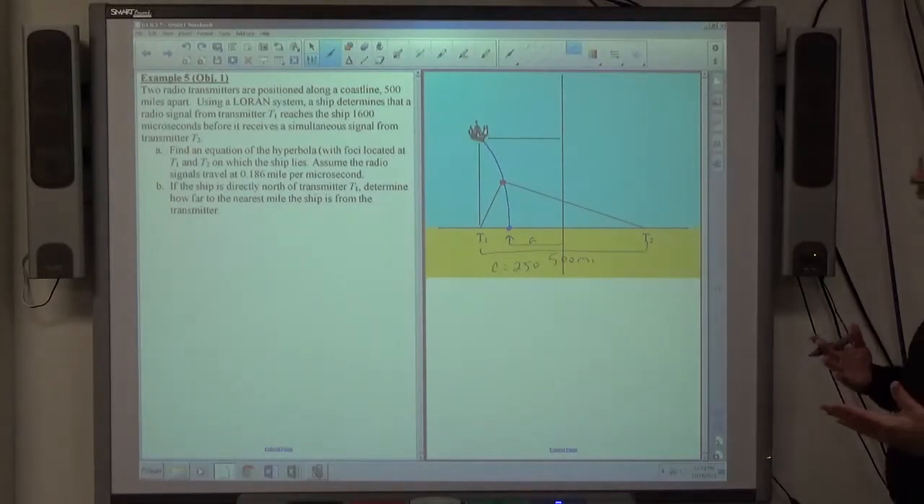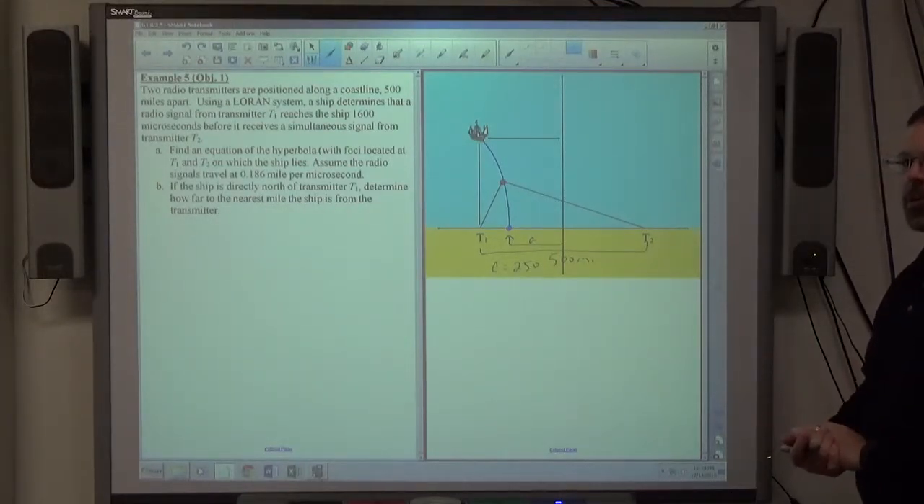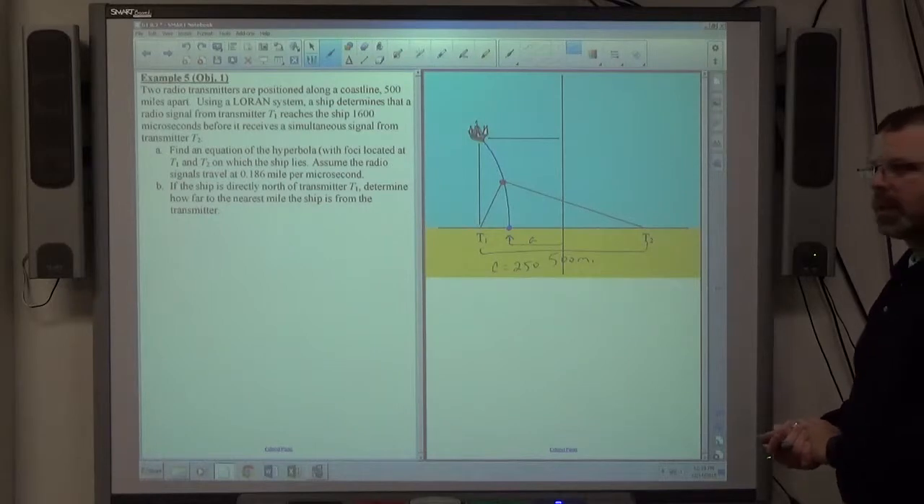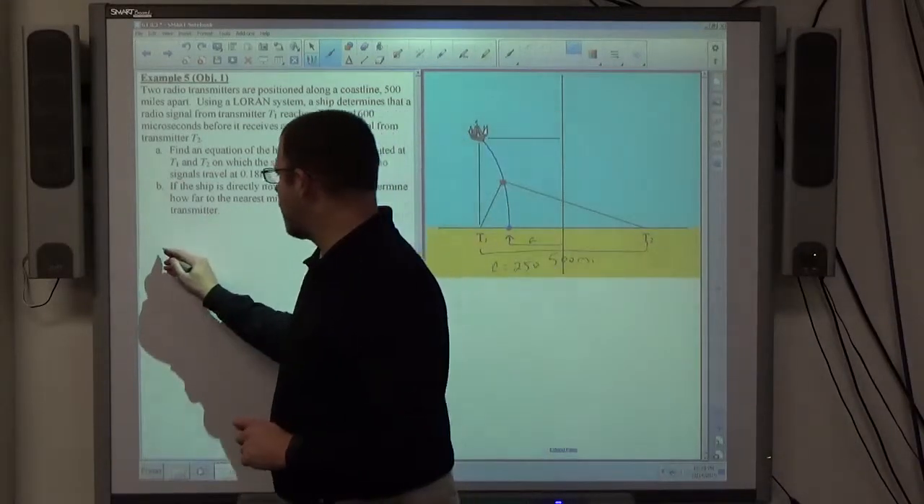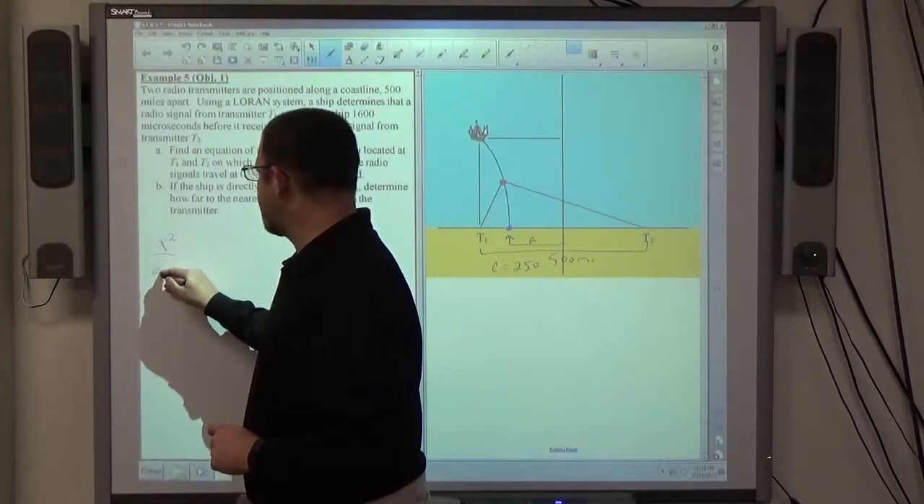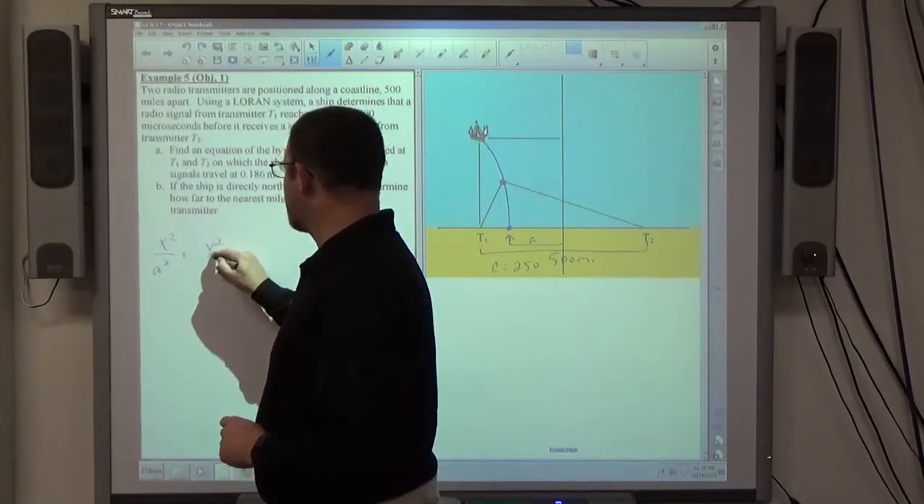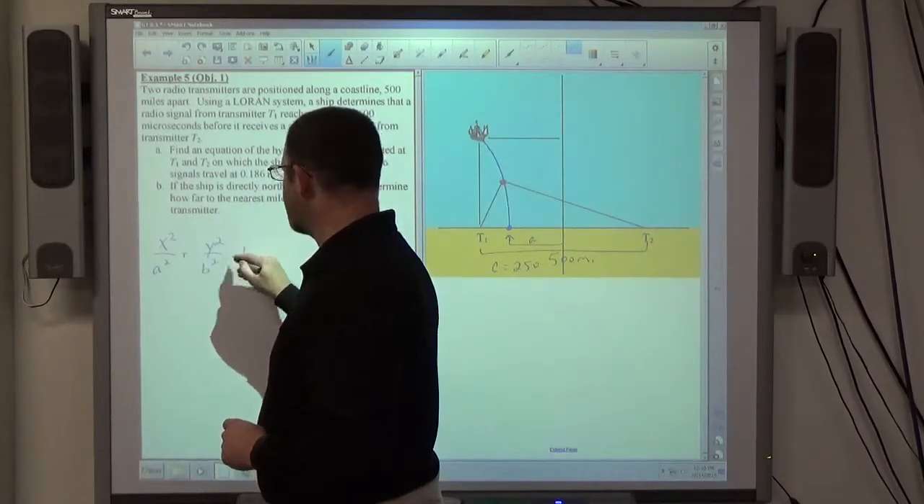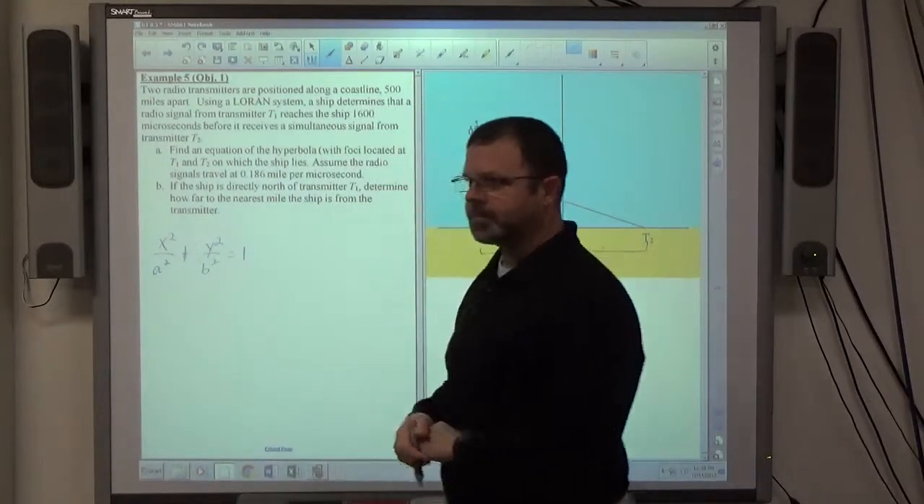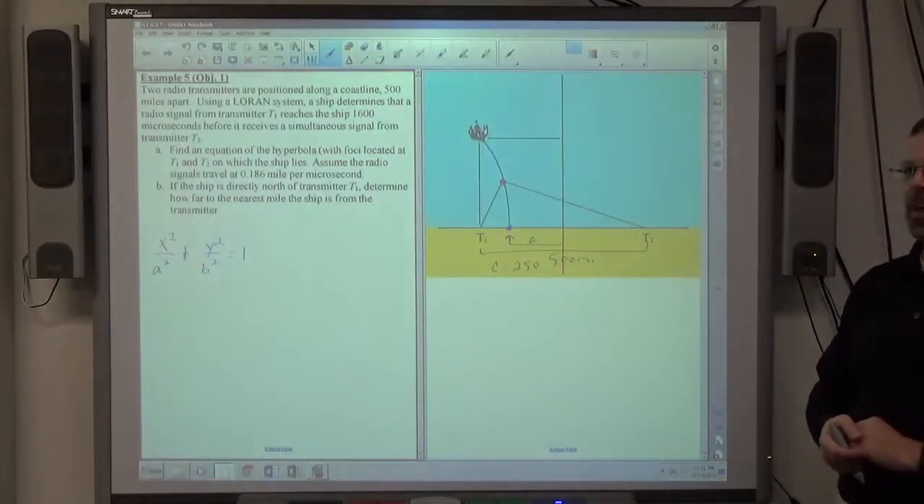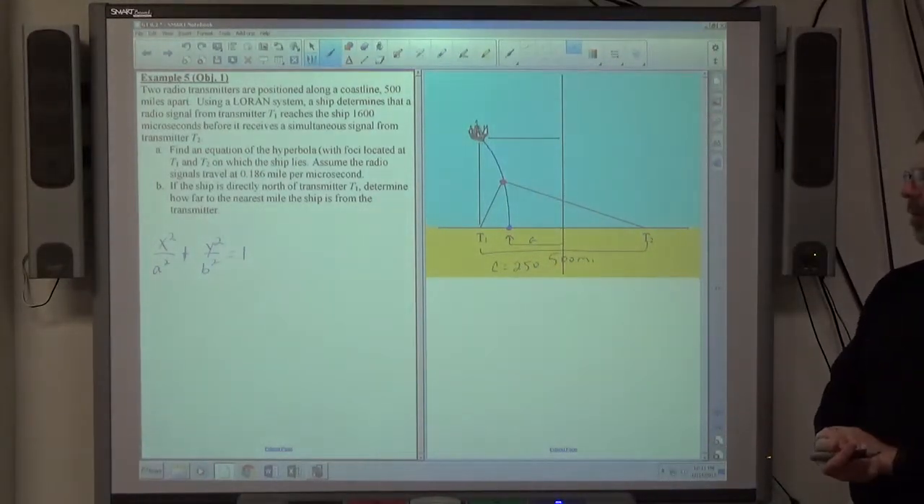If I can figure out what A is, then I can figure out what B is because I know that A squared plus B squared equals C squared. I already know that the structure of my equation is going to be x squared over A squared plus y squared over B squared is equal to 1, because again, I'm letting 0, 0 be the center, so x minus 0, y minus 0 are what they are.